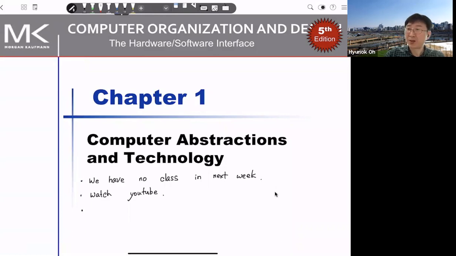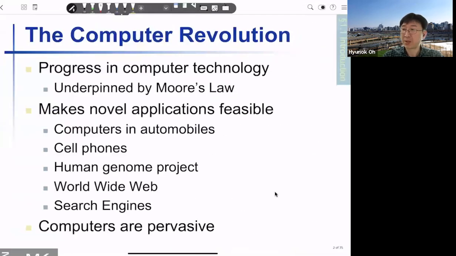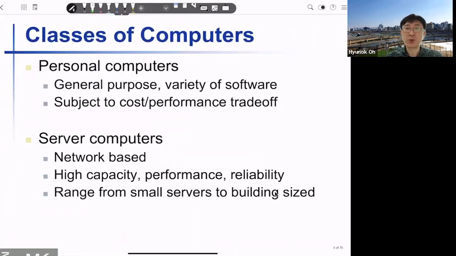And anyway, from today, we will look at chapter 1, which is the abstraction of computer architecture. As you know, everywhere we can find computers, right? So let's skip this part. And also we will learn about Moore's law later. So anyway, we can classify the computer systems into 4 categories.